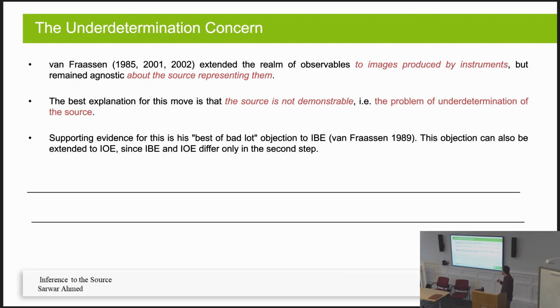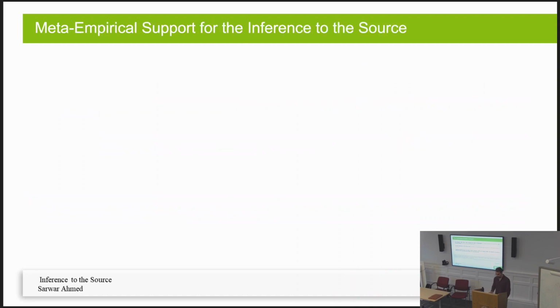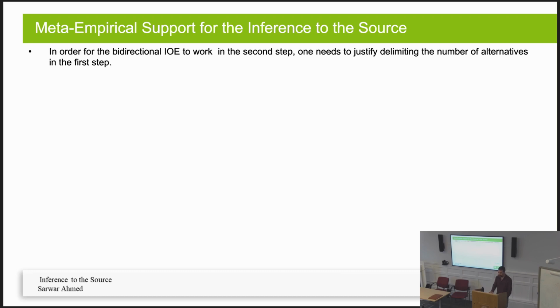And I think the objection can also be extended to IOE, since IBE and IOE differ only in the second step. In IOE, the second step is bidirectional elimination, and IBE is based on explanatory power. And the question is, why do scientists commit themselves to using the concept of observation in these cases, despite the problem of underdetermination of the source? What could explain that? That's where I believe that meta-empirical assessments can support this claim. So in order for the bidirectional IOE to work, one needs to justify delimiting the number of alternatives in the first step.